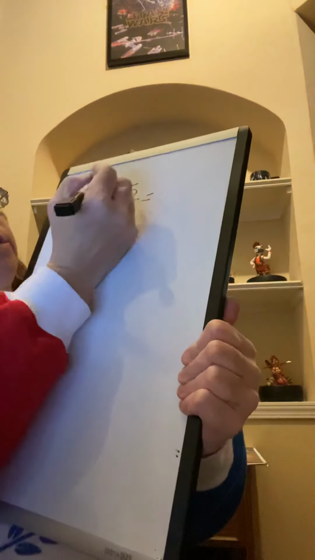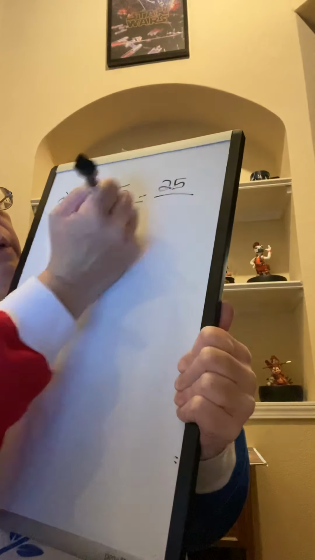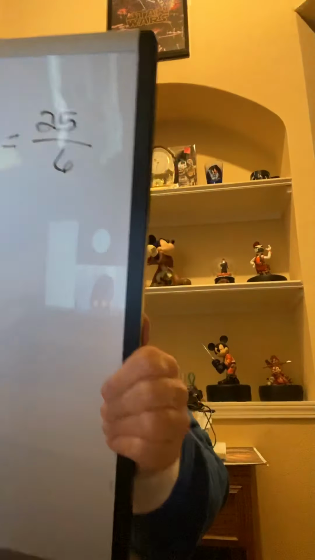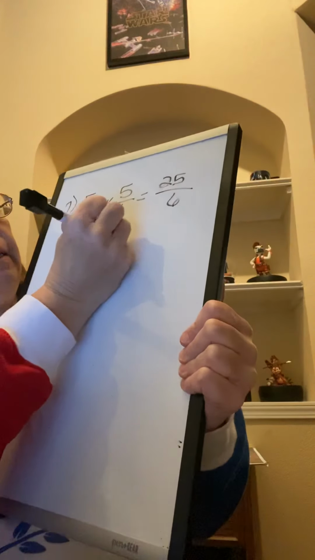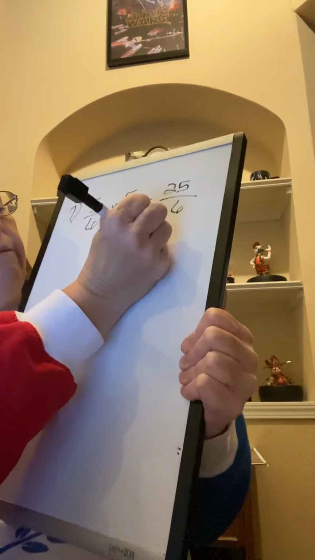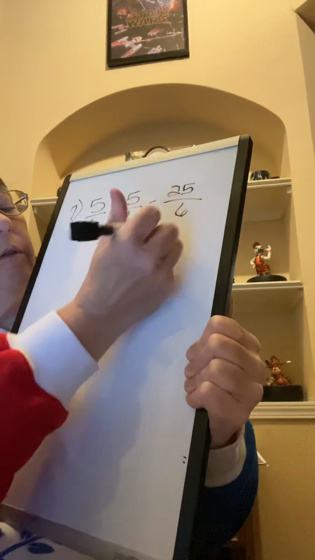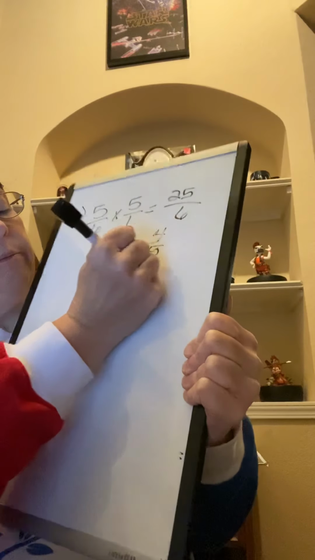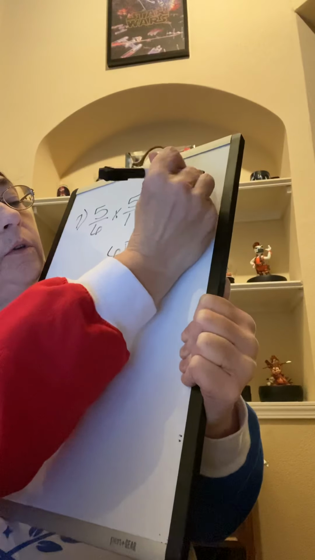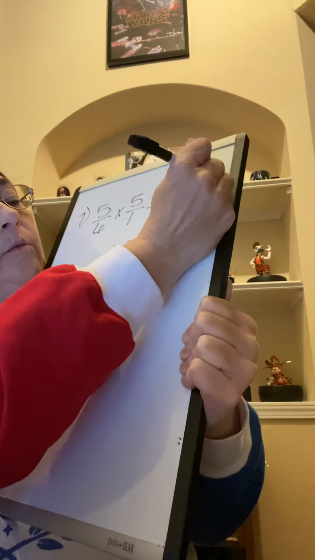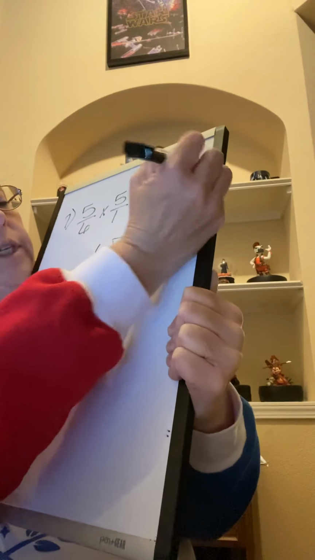All right, now we're just going to multiply. 5 times 5 is 25. 6 times 1 is 6. I cannot leave my answer this way, so I divide. 6 divided into 25 goes in 4 times. That'd be 24. Subtract, I get 1. So this is my whole number. My whole number is 4. This is my numerator, 1/6.